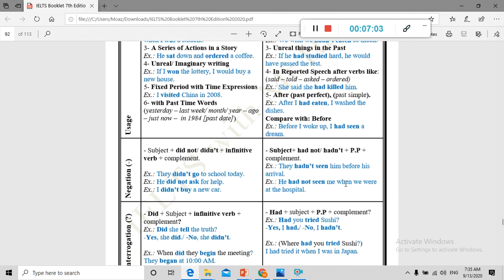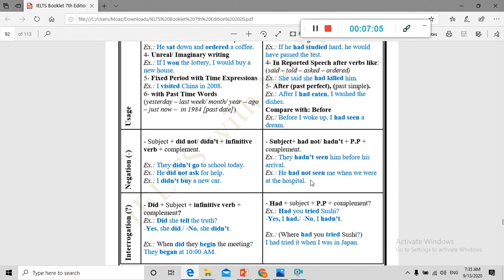What about questions? Because we have a helping verb, we bring it to the beginning of the sentence. So it becomes had, then the subject, then the past participle. I told you the past participle doesn't change. Then complement. So the question: had you tried sushi? This means before. Had you tried sushi before? The answer: yes, I had, or no, I hadn't. As you can see, the past participle verb is still there.